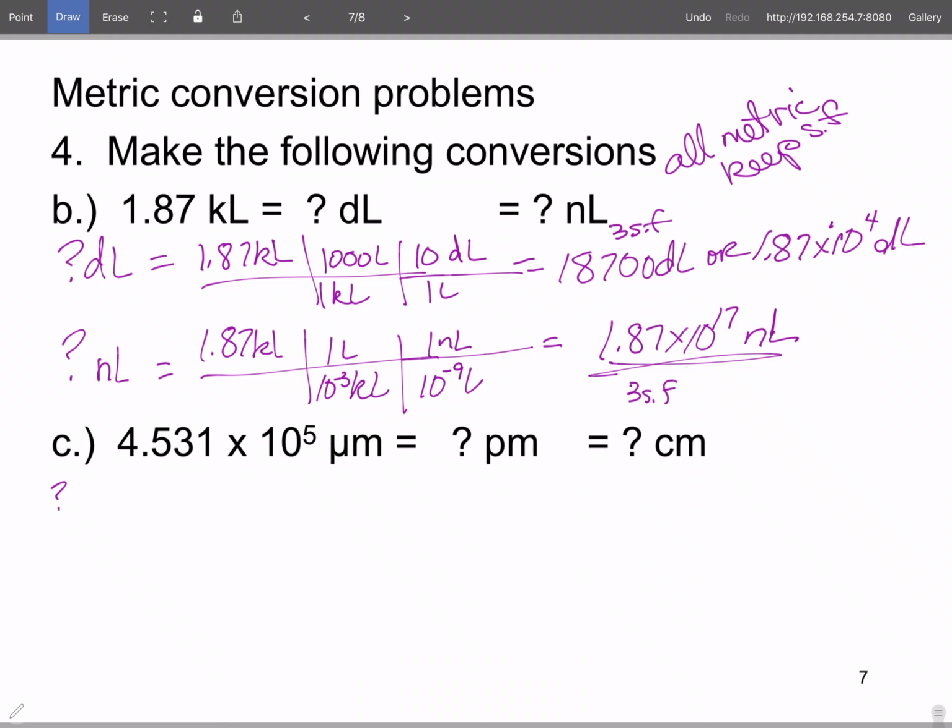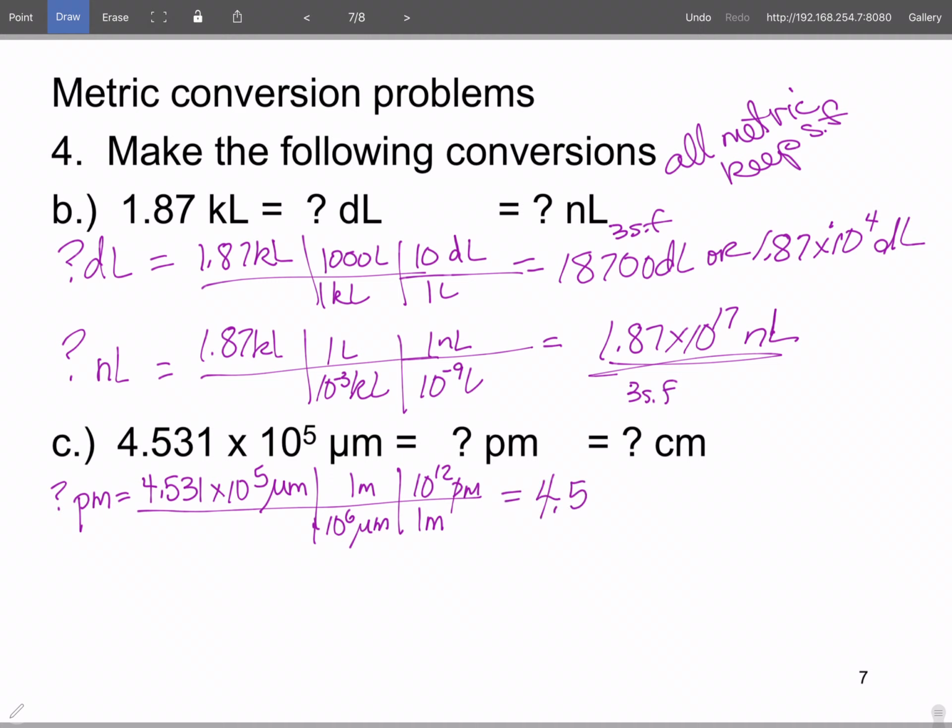Okay? So this one gets fun. This one's micrometers. So first one is we're going to picometers. Now, you can go directly. I don't like going directly. So I'm always going to go back. So I know that there are 10 to the 6th micrometers per 1 meter. And I know that 1 meter is 10 to the 12th picometers. So that means it's 4.531 times 10 to the 11th picometers. Again, all 4 significant figures.